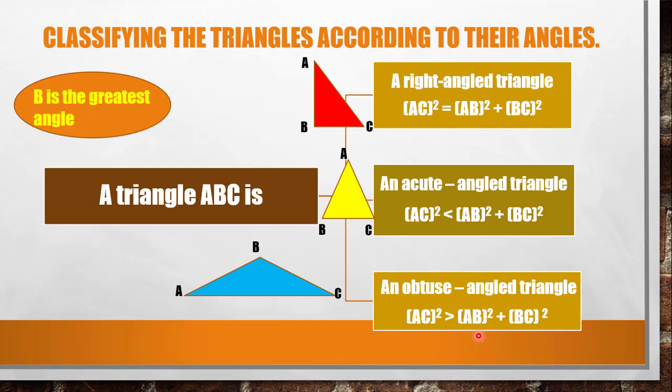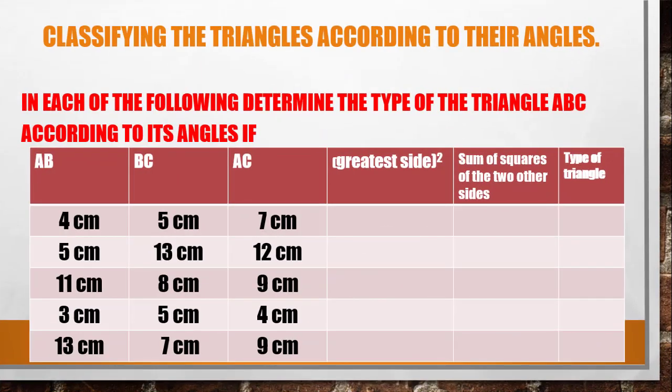Okay, so we have three cases. If we know the length of the side, then we can determine the type of the triangle according to its angle. Let's take an exercise. Here, for example, in each of the following, determine the type of the triangle ABC according to its angle. Number one, I have AB, BC, and AC, so I have the length of the three sides. Okay, 4 centimeters, 5 centimeters, and 7 centimeters.